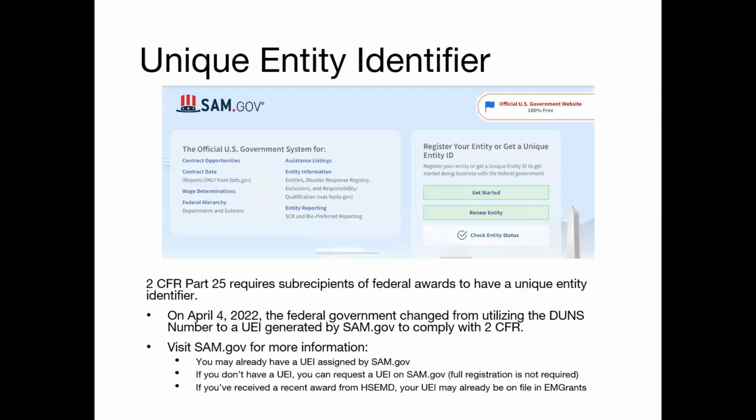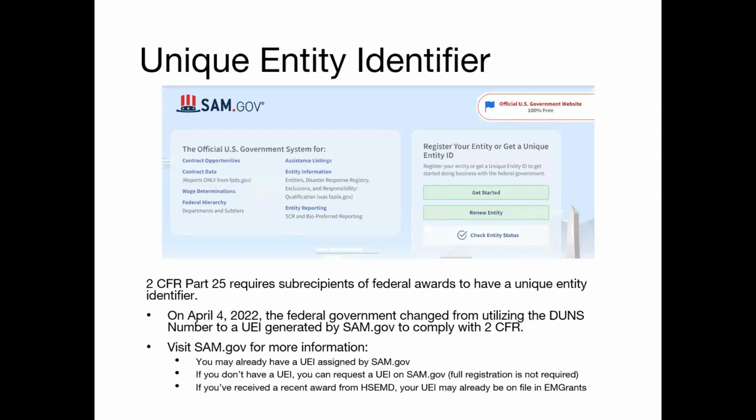All subrecipients of federal funds are required to have UEI, unique entity identifiers. This identifier is required prior to award and is used for transparency and reporting of federal funding across all programs. Previously, this was the DUNS number that was used, but this changed in April of 2022. You'll need to provide your entity's SAM.gov UEI number when applying for public assistance.